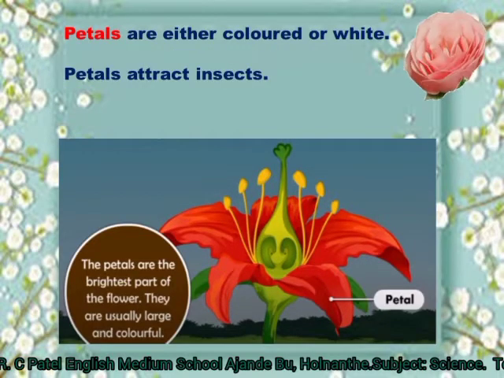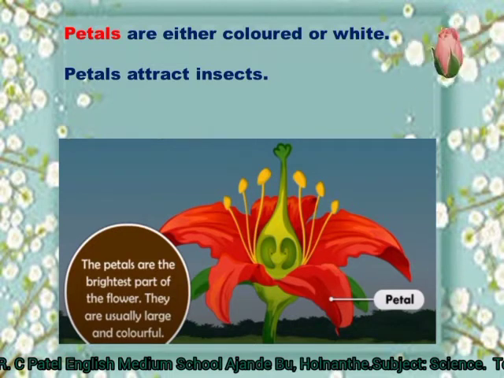The next is petals. The petals are the brightest part of the flower. They are usually large and colorful.